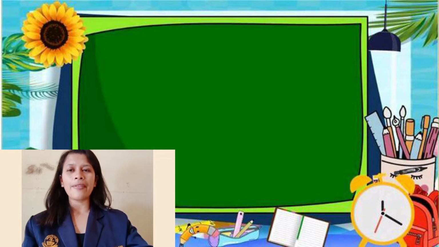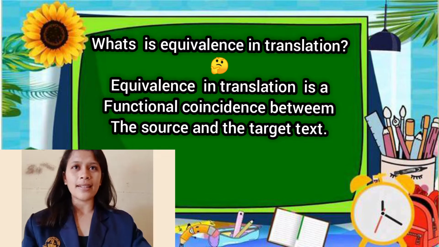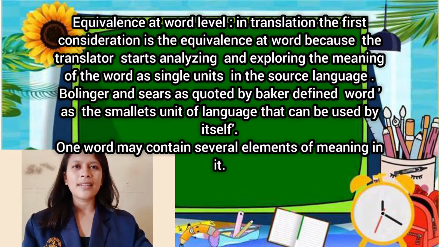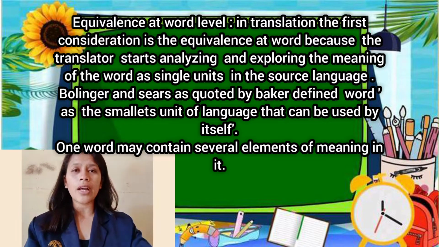From Group 5. In this video, we will explain equivalence at word level. First, I will explain what equivalence is in translation. Equivalence in translation is a functional correspondence between the source and the target text. So, equivalence at what level?